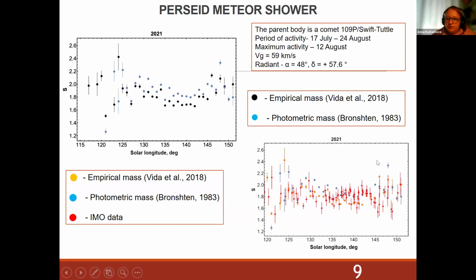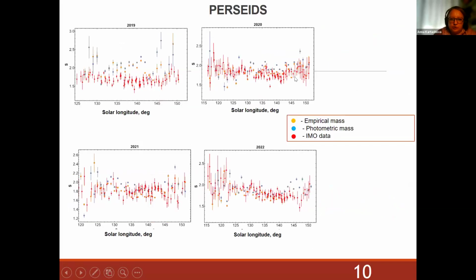But if we compare this data with the IMO observations, you can see that the s values are closest to this distribution too. You can see the same situation for the other years. Only in 2019, the s values from the Global Meteor Network are not similar to the IMO data, but in the other years, these mass index values are closest.